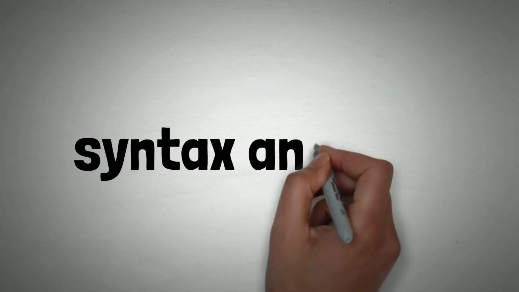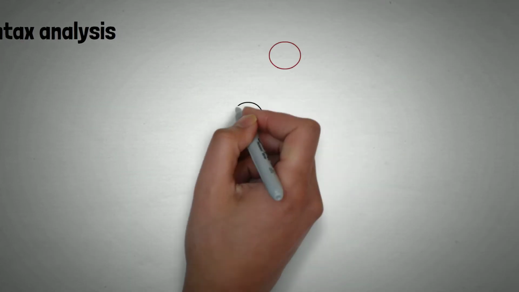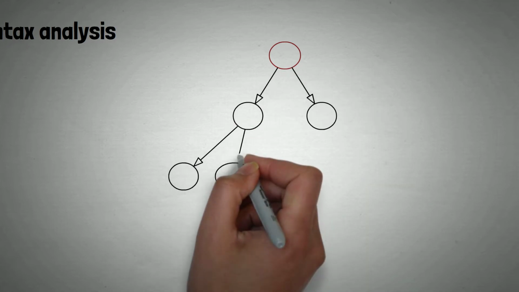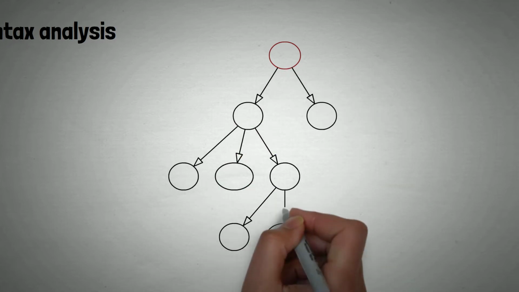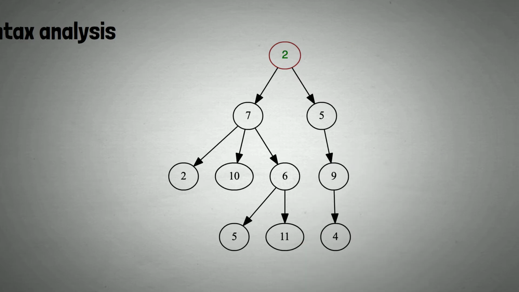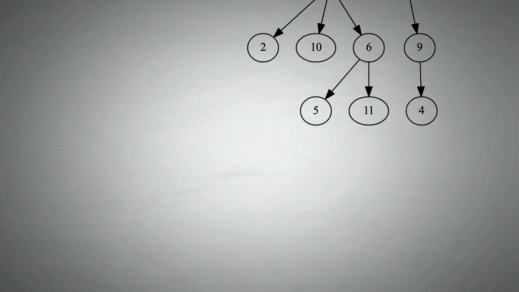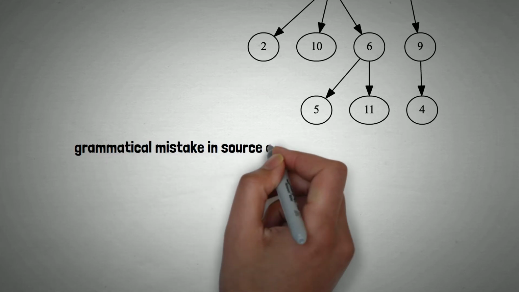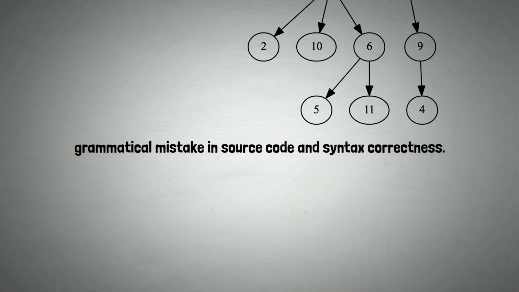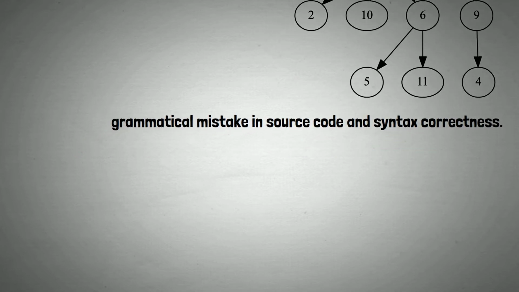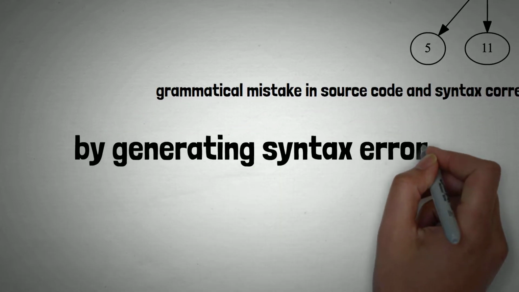Now, phase 2, that's syntax analysis. During this phase, the compiler takes the tokens generated in the first phase and creates a structure called an abstract syntax tree, which represents the logical structure of the program. In this phase, basically, the compiler checks for grammatical mistakes in the source code and syntax correctness. If the compiler finds any mistake during this phase, it'll notify the developer about it by generating syntax errors.